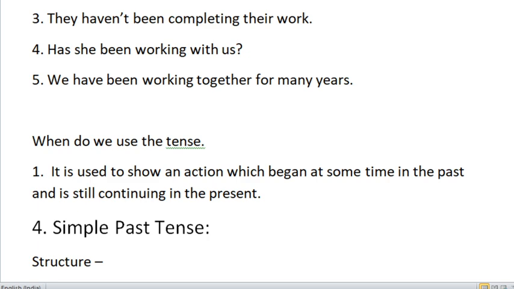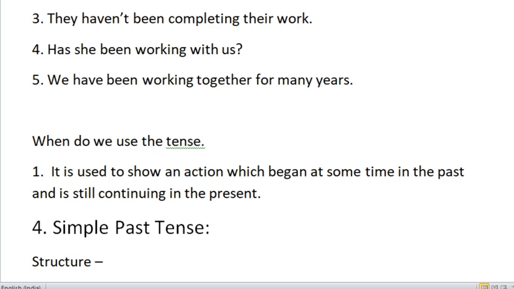Okay, now here I have made this sentence into verbal. Verbal means what? A verbal sentence begins with a helping verb, any helping verb. So here I have interchanged the places of subject and helping verb. Instead of "she has", I have written here, "had she been working with us?" So this is a verbal question. Okay. Fifth one, we have been working together for many years.